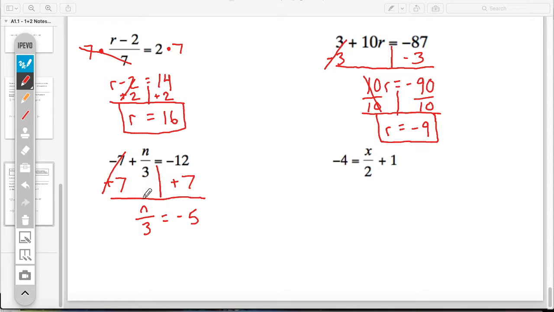Okay, so I have a fraction here, or my variable is being divided by a whole number, either or. So I need to multiply by 3 to get that n by itself on both sides. So those 3's cancel. I'm left with n equals negative 5 times 3, which is negative 15.